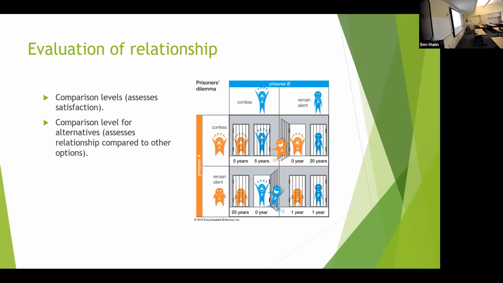The other option is the comparison level for alternatives. That is, you assess the relationship compared to the other possible relationships that you might have. For instance, again, on shows like The Bachelor or Bachelorette, they're dating multiple people at the same time. They get to make a decision where they look at how far along one relationship has gone relative to another relationship and say, hey, I don't think this is working out with us. I feel more connected to this person.